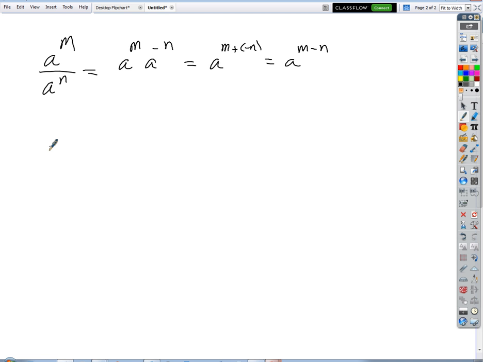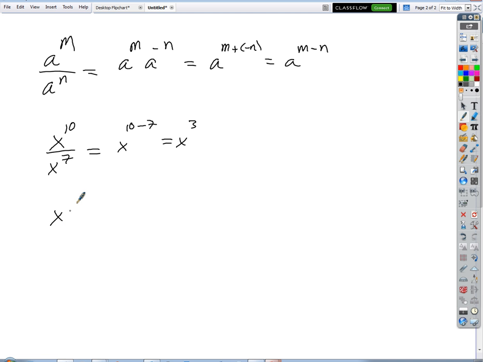What if we had to do something like this, and we want to write this in terms of positive exponents? What's x to the 10th divided by x to the 7th? Now what do I do if I divide like bases? I subtract, right? So it's going to be x to the 10 minus 7, which is x cubed, right? Does that make sense?